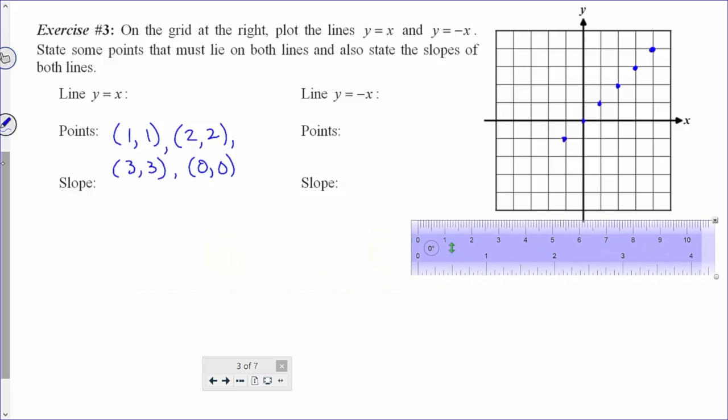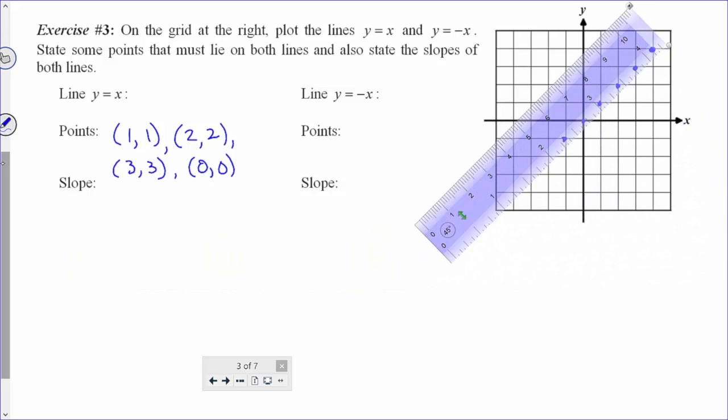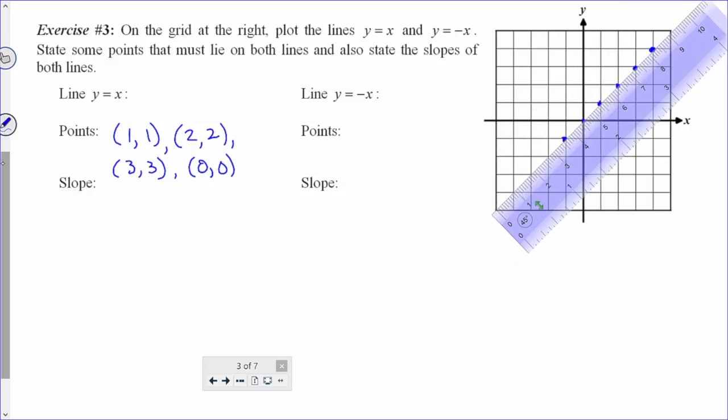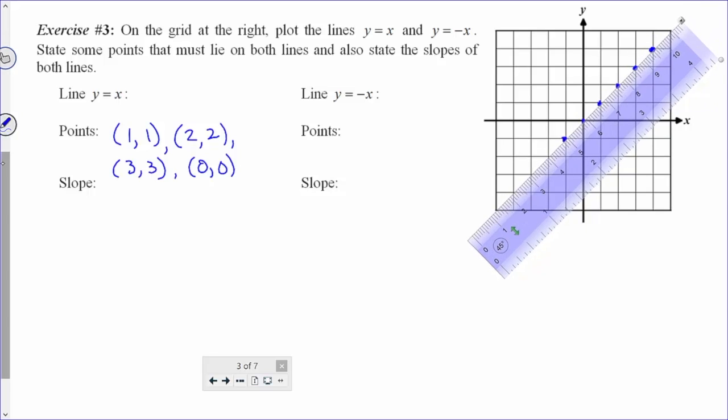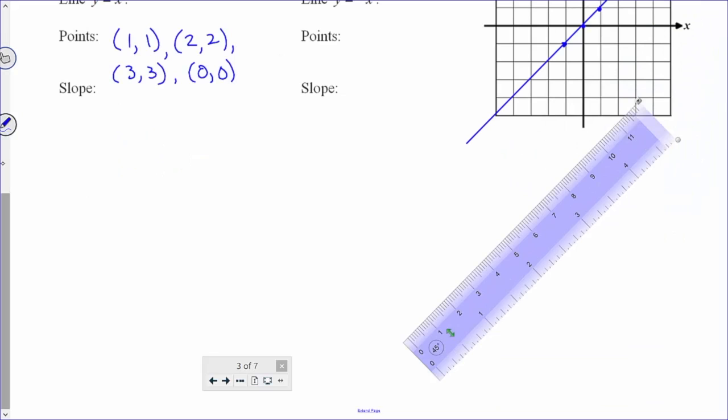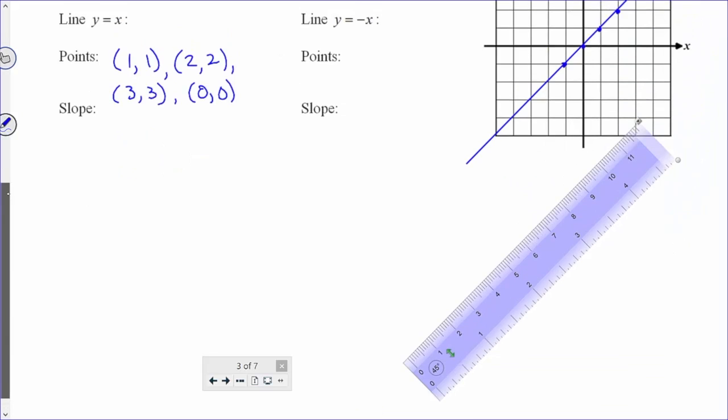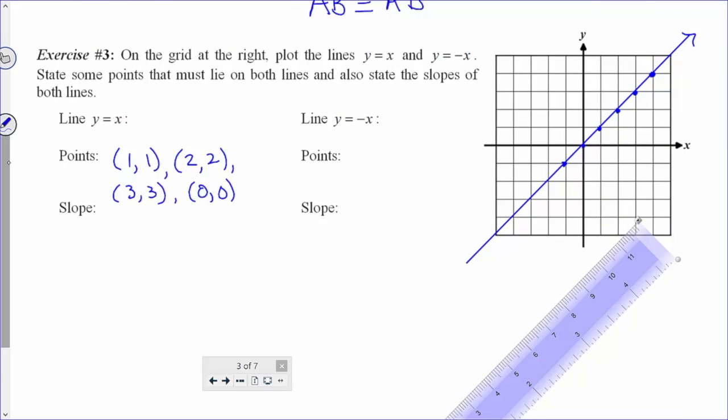And very quickly I can then draw the graph of this line. Great. All right. So here is my line y equals x.